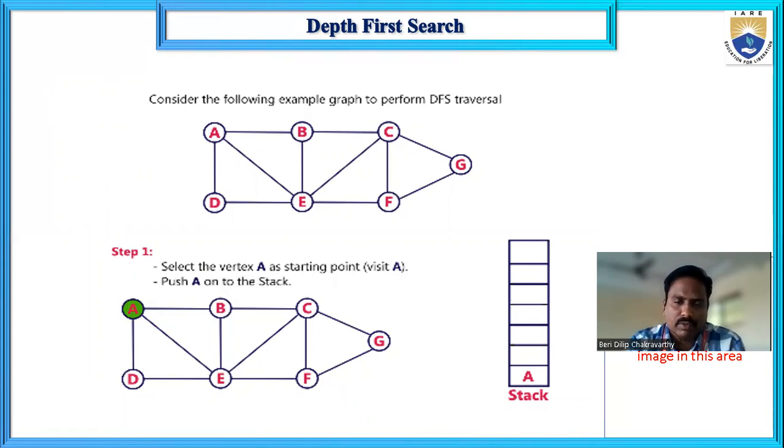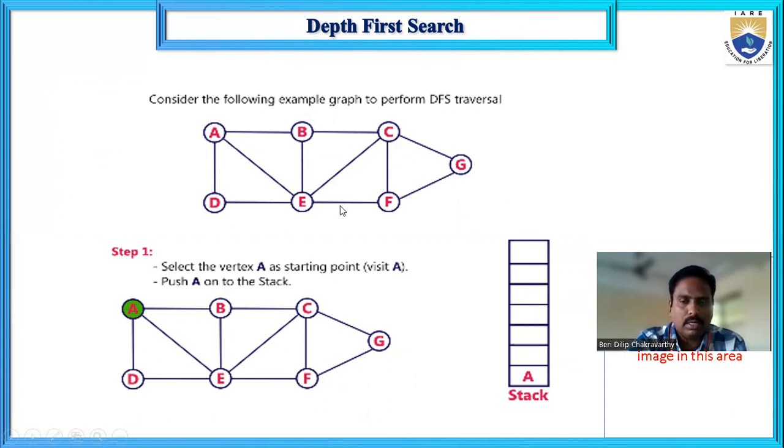Consider the following graph. For the same graph that we used for breadth first search, I will be considering it for depth first search. Here we are considering 7 vertices, and the stack size should be 7. Observe here the stack size is 7: 1, 2, 3, 4, 5, 6, 7.